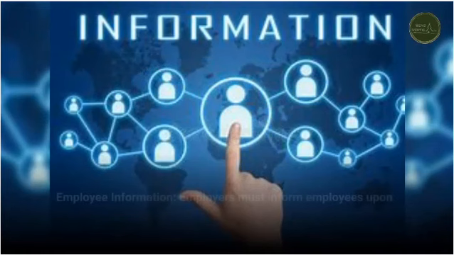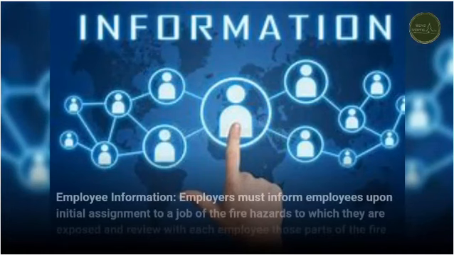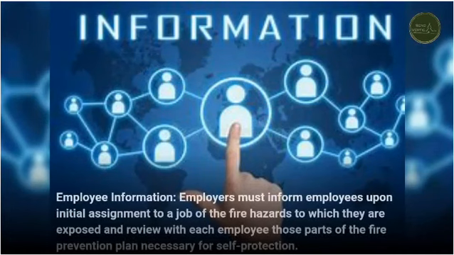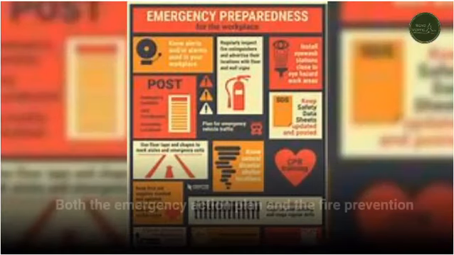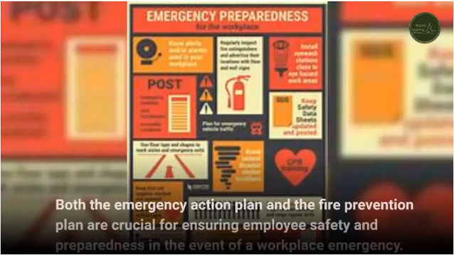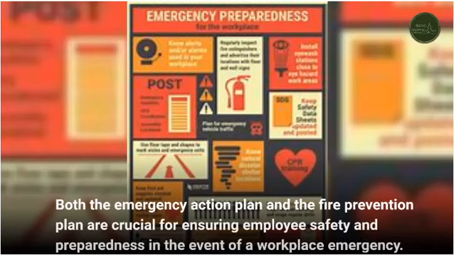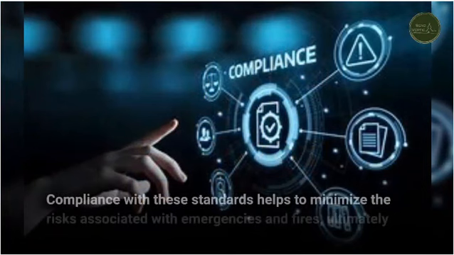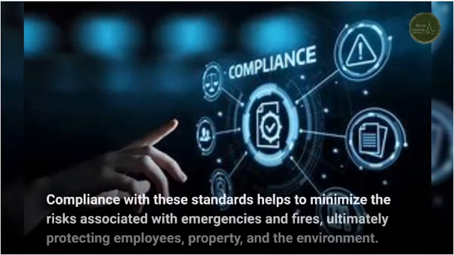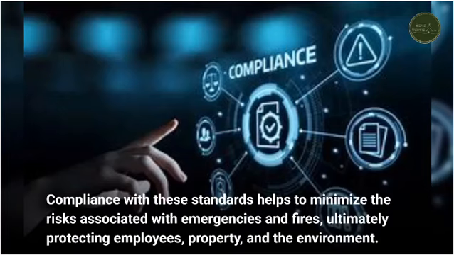Employee information. Employers must inform employees upon initial assignment to a job of the fire hazards to which they are exposed and review with each employee those parts of the fire prevention plan necessary for self-protection. Both the emergency action plan and the fire prevention plan are crucial for ensuring employee safety and preparedness in the event of a workplace emergency. Compliance with these standards helps to minimize the risks associated with emergencies and fires, ultimately protecting employees, property, and the environment.